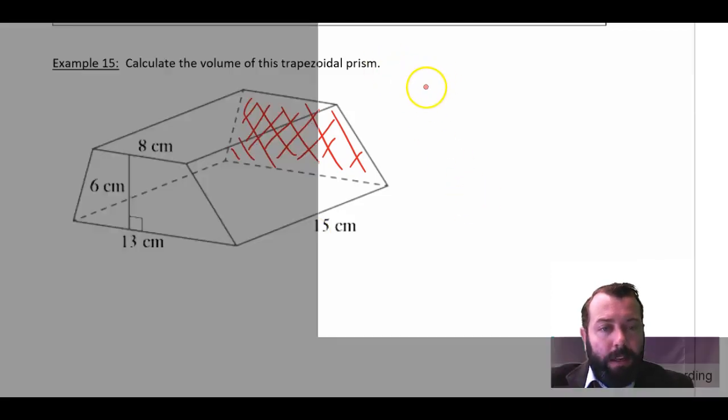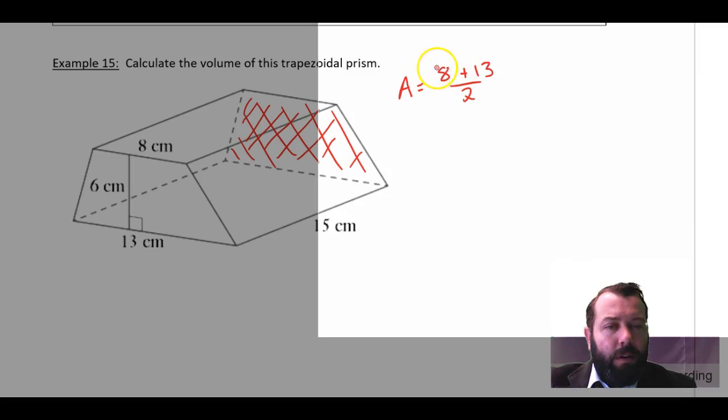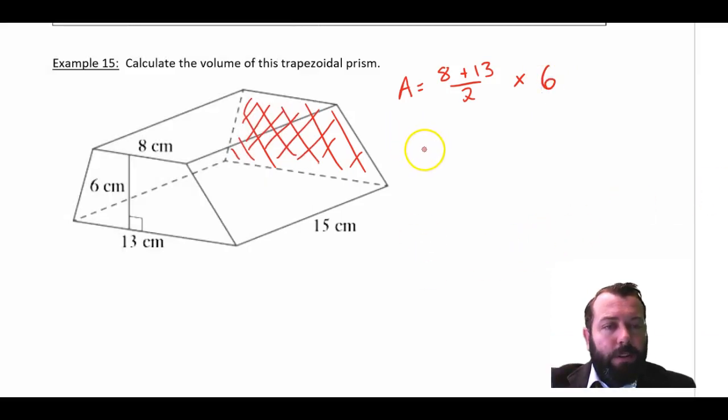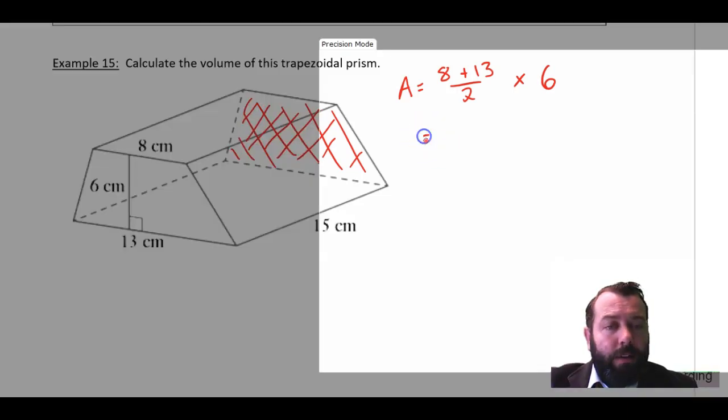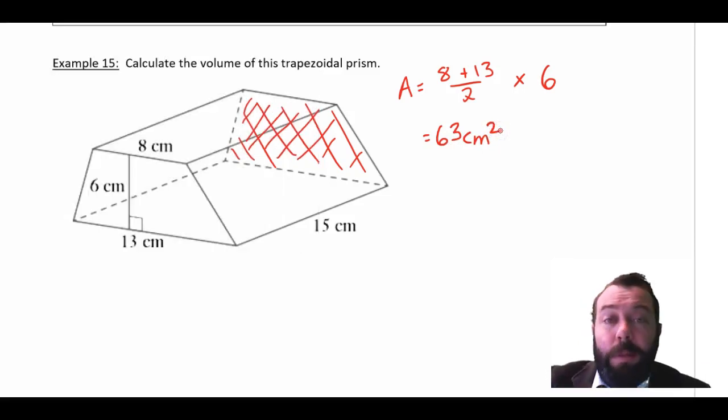So I'm going to begin by saying the area of my trapezium is equal to, now I prefer to do the average of the parallel sides, that's 8 plus 13 over 2, and I multiply that by the distance between them, which is 6. Now, 8 plus 13 is 21. 21 divided by 2 is 10.5. 10.5 sixes are 63 square centimetres. It's square centimetres at the moment because we're talking about the area.